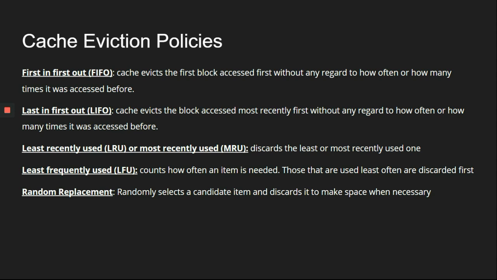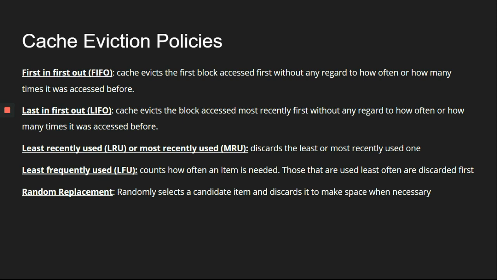Next, you have last in, first out. The cache evicts the block accessed most recently first without any regard to how often or how many times it was accessed before. I like to think of a stack of lunch trays. In the stack of lunch trays, people choose from the tray on top. They don't go for the first one resting underneath all of the other trays. Least recently used or most recently used discards the least or most recently used. It's pretty self-explanatory.